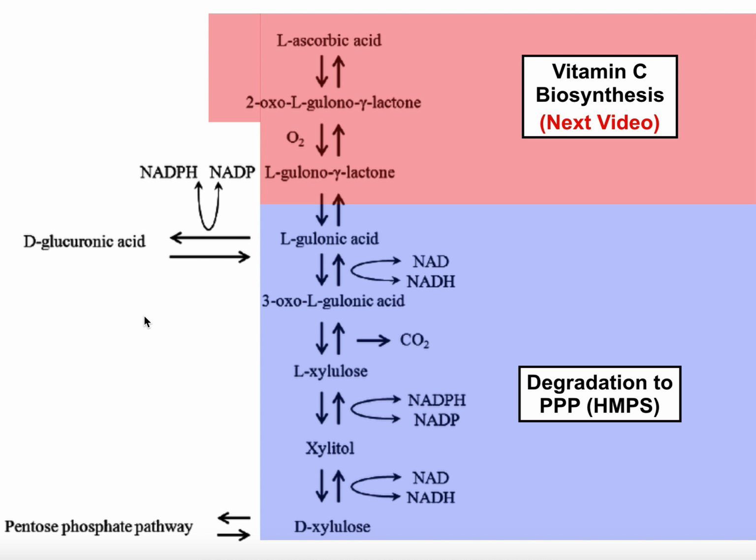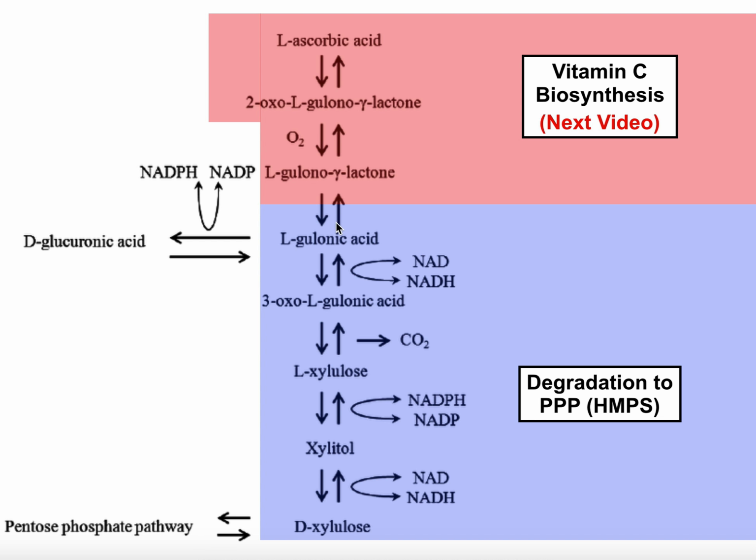In the previous video, we discussed the catabolism of glucuronic acid, which is a derivative sugar of glucose in humans and many other organisms. And we saw that glucuronic acid can be shunted into this pathway in blue, and ultimately its degradation towards D-xylulose can be shunted into the pentose phosphate pathway, also called the hexose monophosphate shunt.